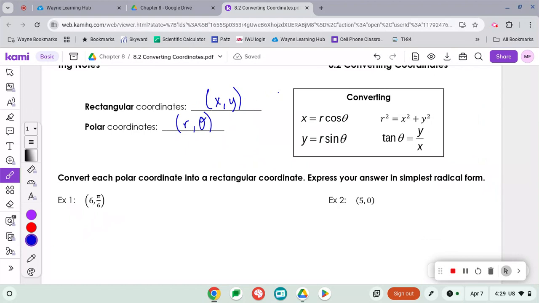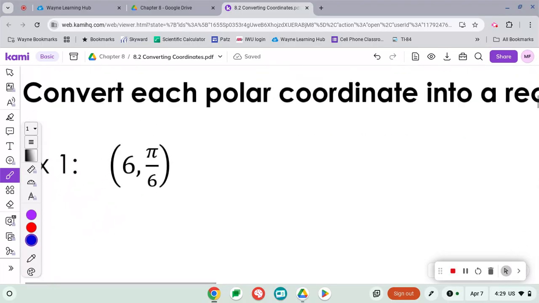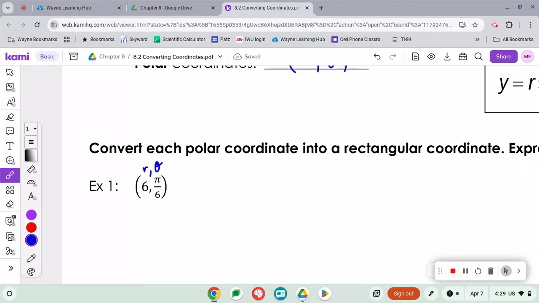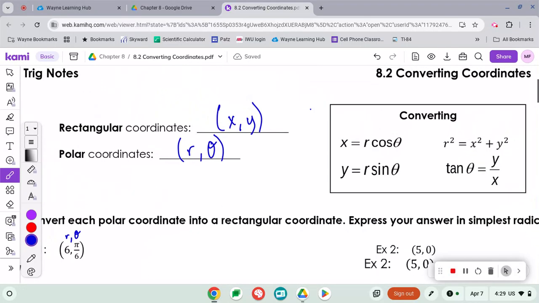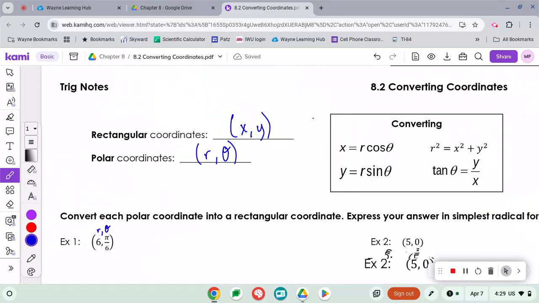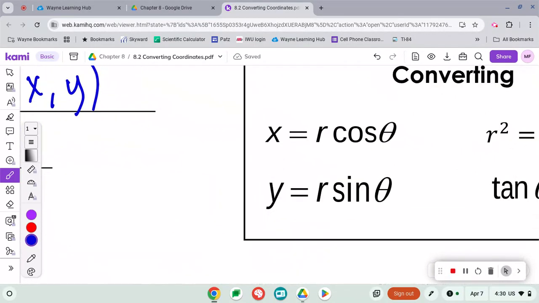Now, when we are converting, this original point, 6, pi over 6, that location (r, theta), has an xy coordinate that matches up to that same spot. To convert between them, if we have r and theta, we can use this to figure it out. x is our cosine, y is our sine. Whatever the radius is times the cosine of our angle, or the radius times the sine of our angle, we will find that x and y value.